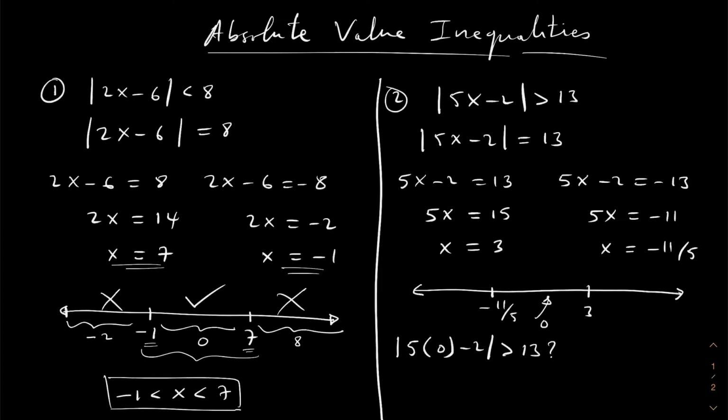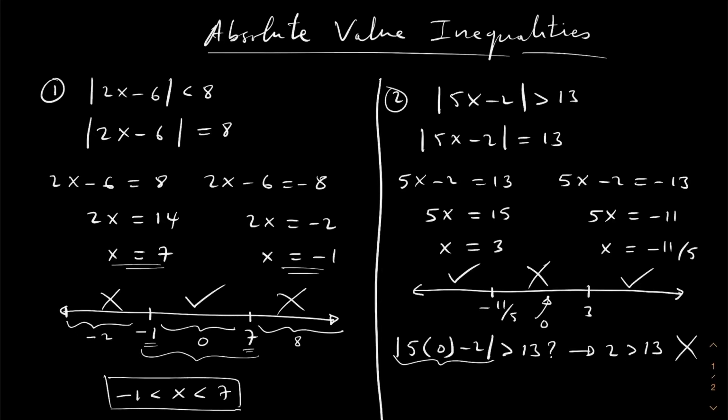Well, 5 times 0 will give us 0. Negative 2 in absolute value will give us 2. Bigger than 13? Well, that's not true. What that means is that our middle region here that contains 0 as our test point is not going to be good. And so therefore, the other regions would alternate. The first region here should be good, and the last region here should be good as well.